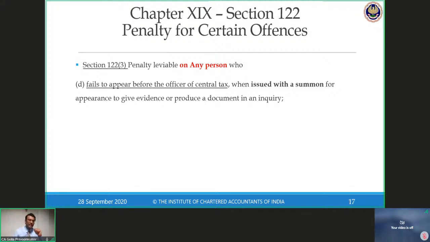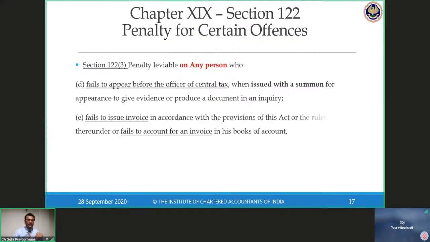Summons can be issued to that fellow to appear before a central tax officer. Fails to issue invoice in accordance with the provisions of this Act. A person who is supposed to issue an invoice in accordance with the provisions of this Act but has not issued it, or fails to account an invoice. Now, this fails to account an invoice is a little important to understand.